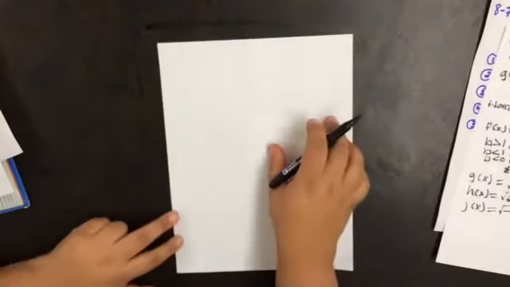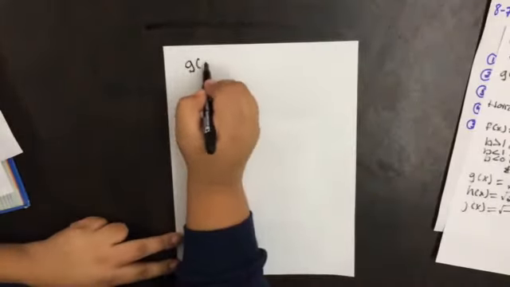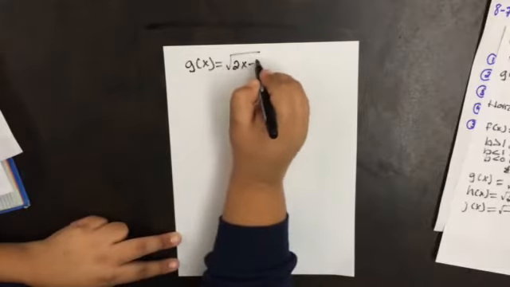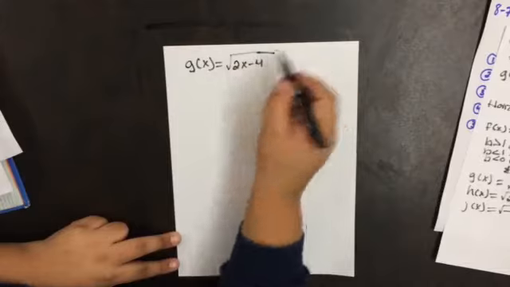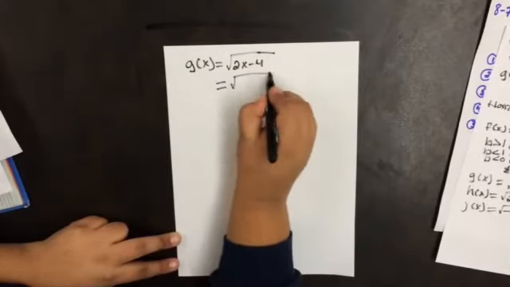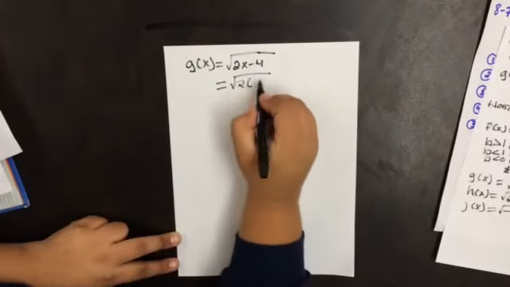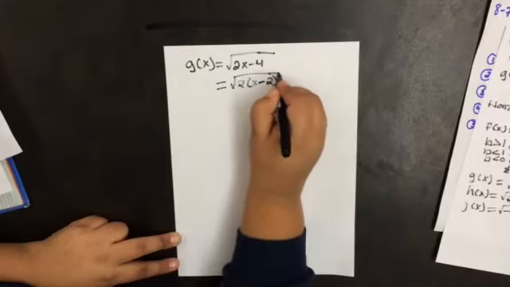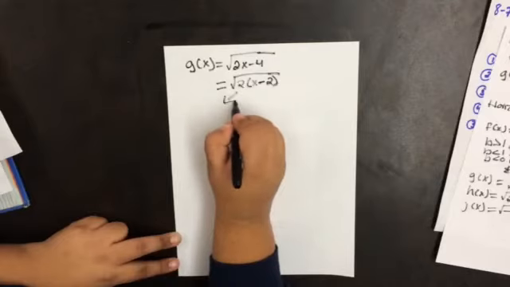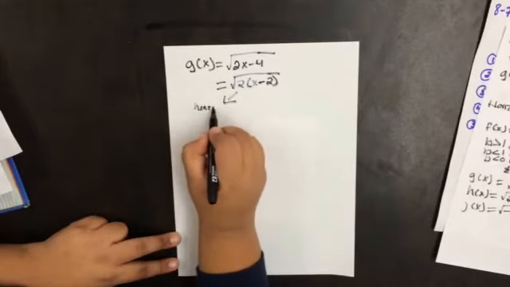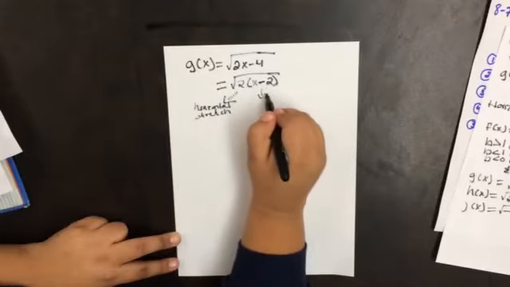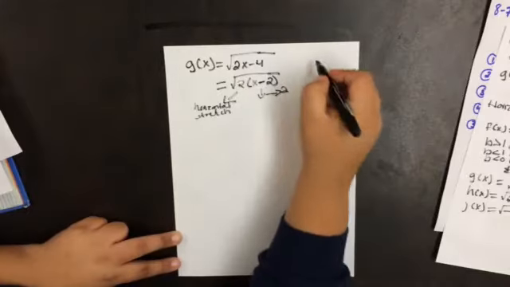So now let's do another example. What do we have? G of x equals the square root of 2x minus 4. We can rewrite it as the square root of 2 times x minus 2. Therefore, we're going to have a horizontal stretch and we're going to be moving our graph 2 units to the right.